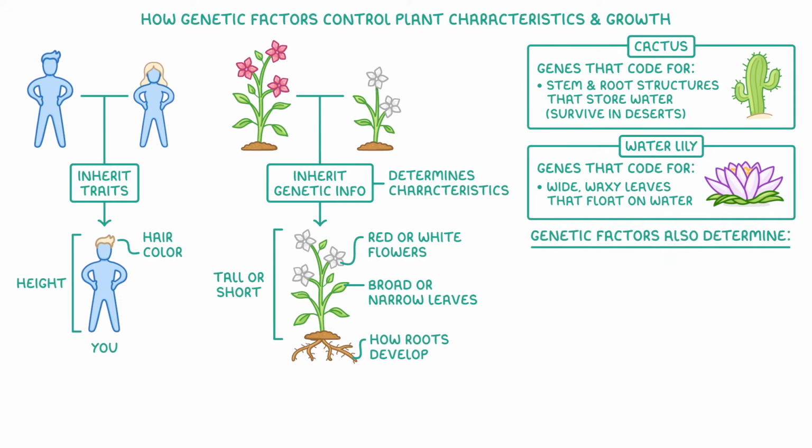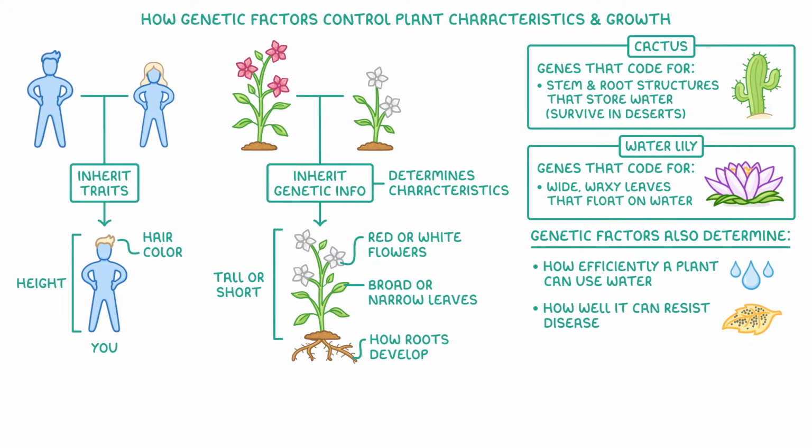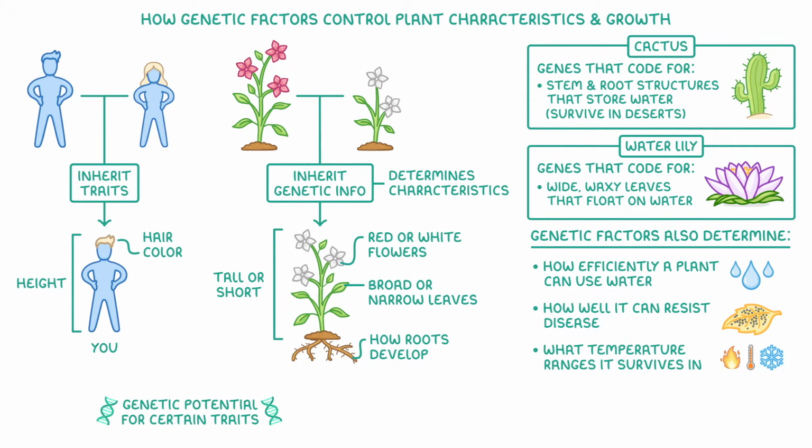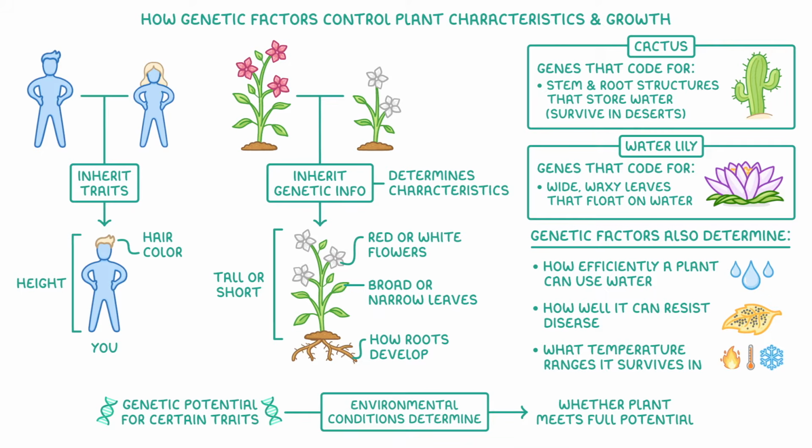Genetic factors also determine other things that you can't see, though. Examples of these would be things like how efficiently a plant can use water, how well it can resist certain diseases, and what temperature ranges it can survive in. Importantly here, having the genetic potential for certain traits is one thing, but it's environmental conditions that determine whether a plant reaches that full potential.